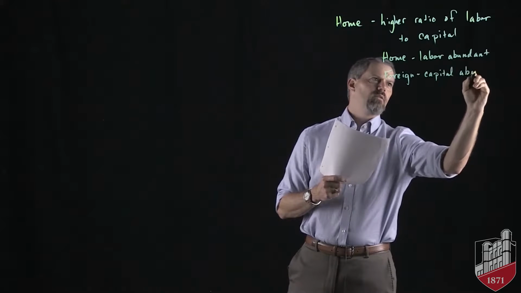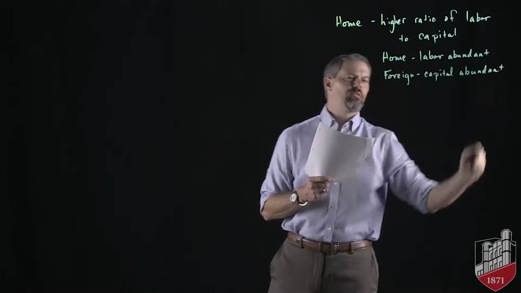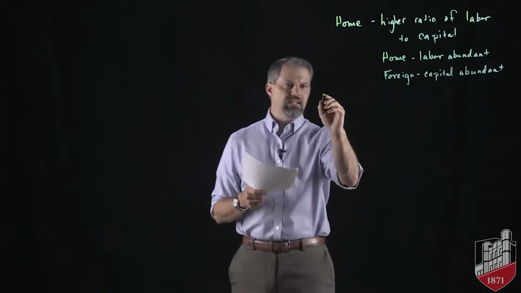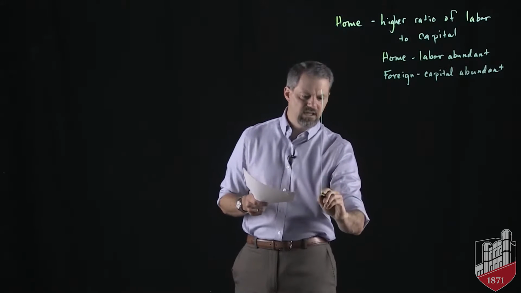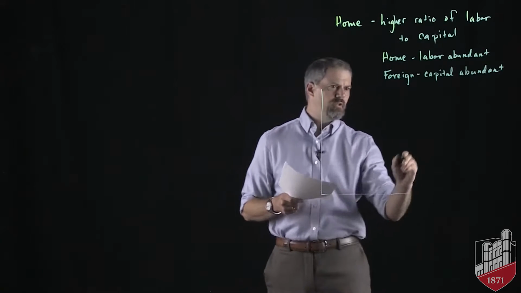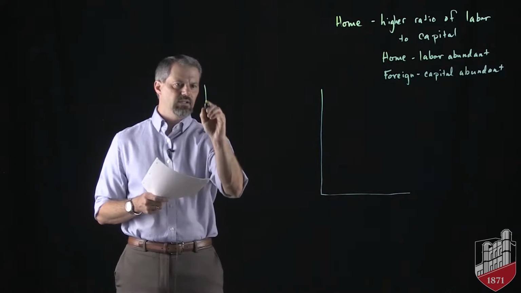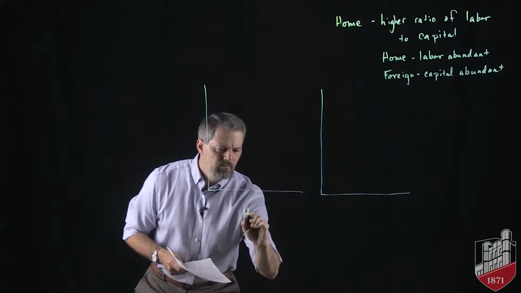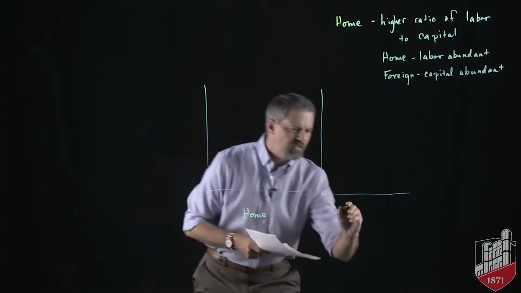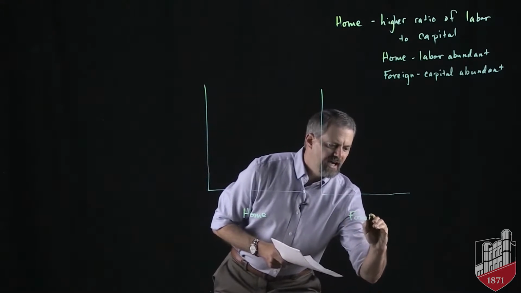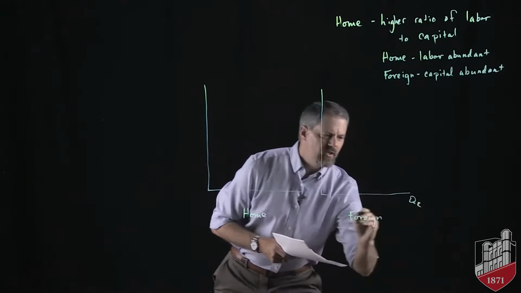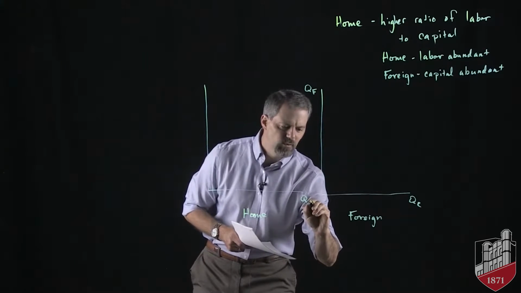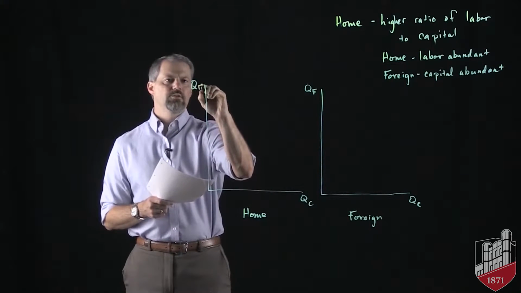Now we've talked about what that means in terms of the production possibilities frontier. So now it's simply a matter of thinking about what the PPFs look like for home and foreign. Let's put one there and let's put the other one here. So let's think about home. Let's think about foreign. We've got the quantity of cloth on our horizontal axis, the quantity of food on our vertical axis for both of them.